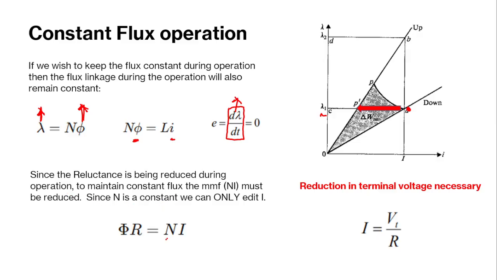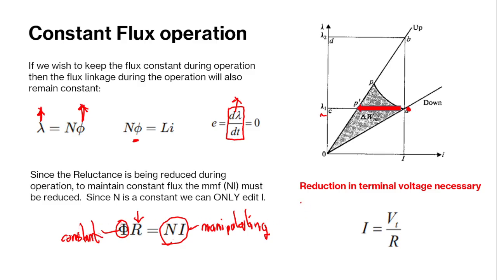So what does it mean, right? This here is what you're manipulating. So for flux, if you're going in the up position towards the contact, you know your reluctance will decrease. So if your reluctance here decreases, you want this to be constant.